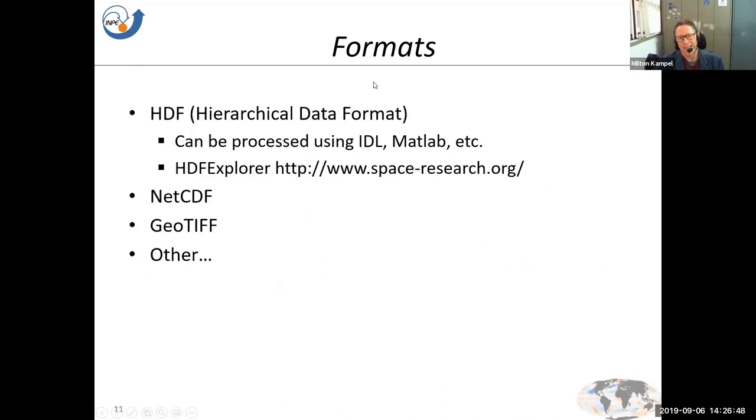data. Data is processed and delivered in different formats. Historically, we've been using HDF, which means hierarchical data format, and we've been processing this kind of data using different packages, such as IDL, MATLAB, all those commercial ones, Octave and other free or open source software. Also, HDF Explorer was a routine with all the expertise about HDF hierarchical data format files. More recently, the community has changed to adopting NetCDF formats. But the GIS community relies very much on GeoTIFF, though there are many other formats available nowadays.